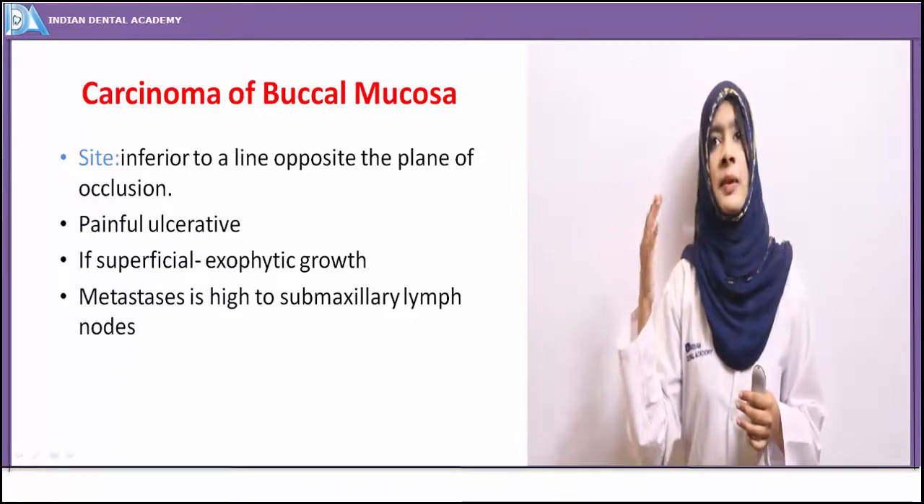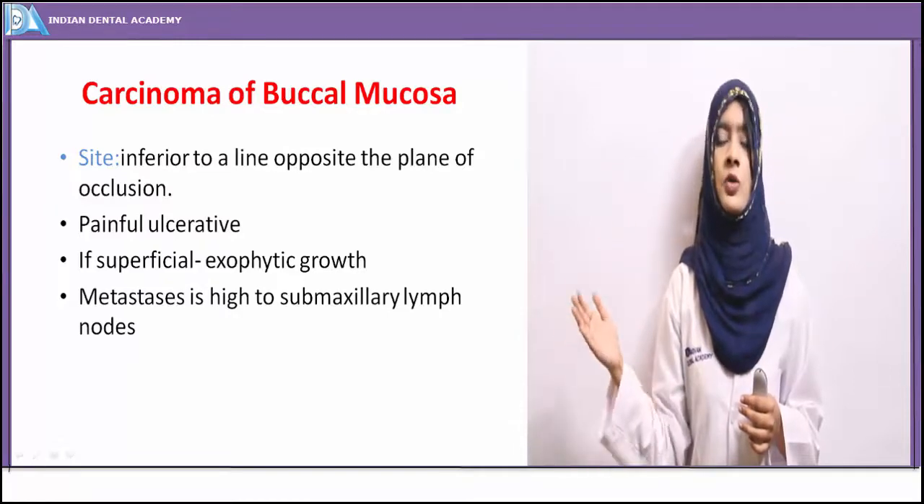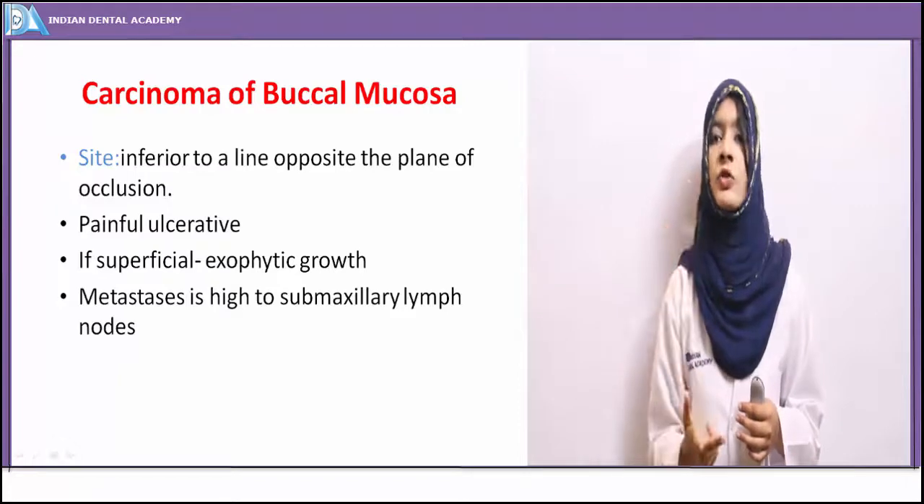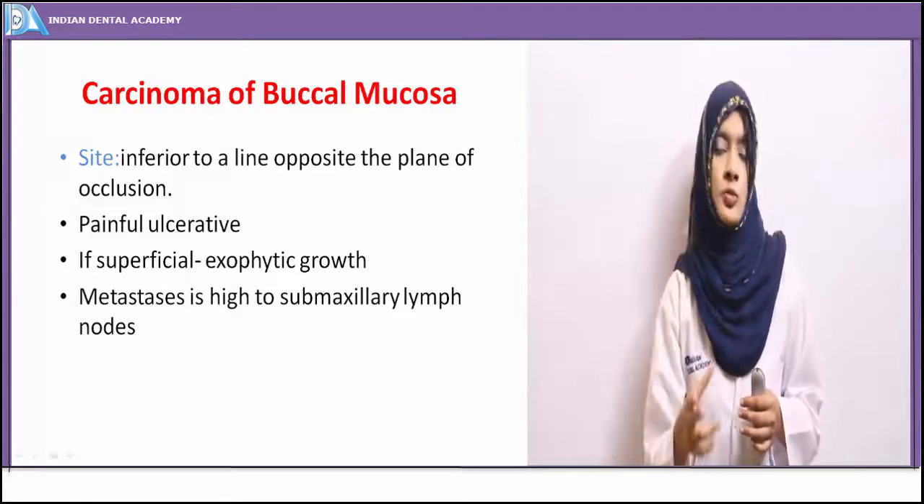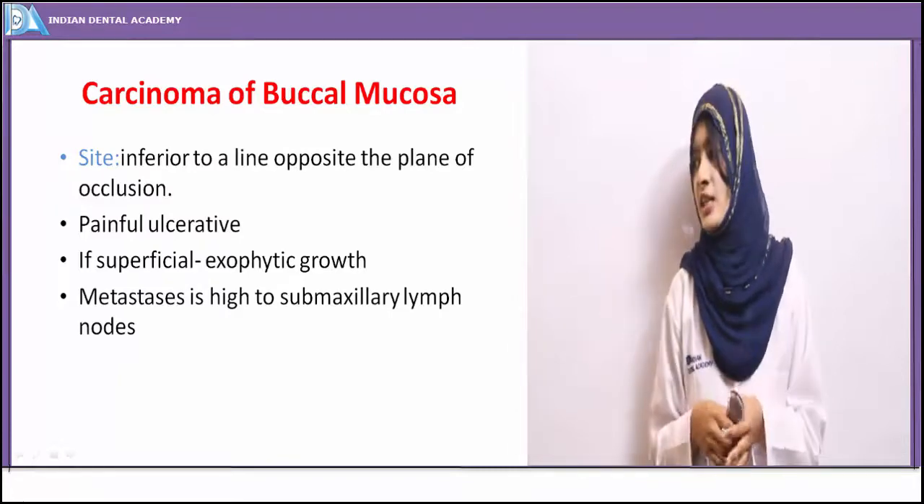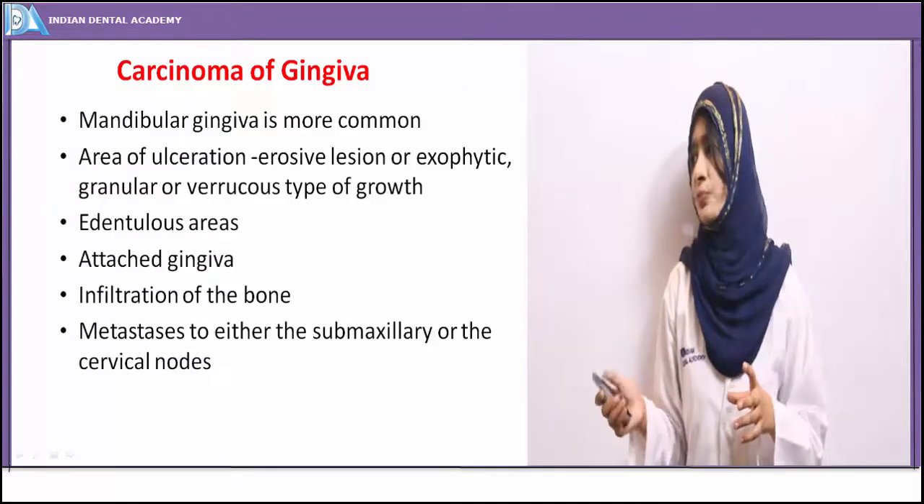Along with that, metastasis is also seen in carcinoma of buccal mucosa because of early involvement of the submaxillary lymph nodes. The tumor cells tend to spread and involve the lymph nodes, and early metastasis is seen here. The clinical feature is one of ulceration.